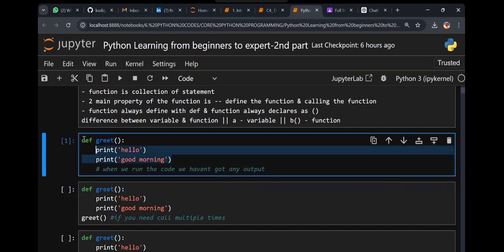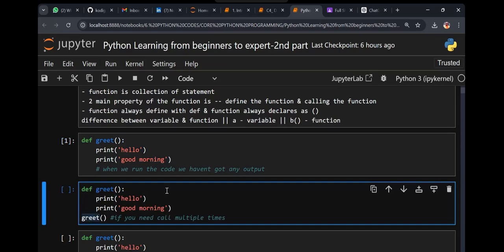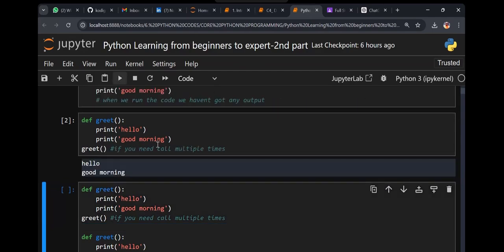Why didn't I get output? I didn't call the function. I have to call it or not? Because see, we define a greet function and we print a message, but I did not get output because I didn't call it. So I define a function, write some statements and call the function, boom. Hello, good morning, isn't it?